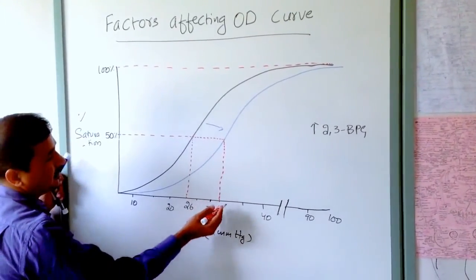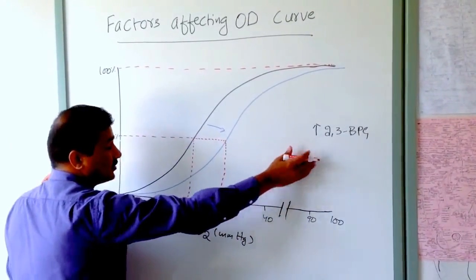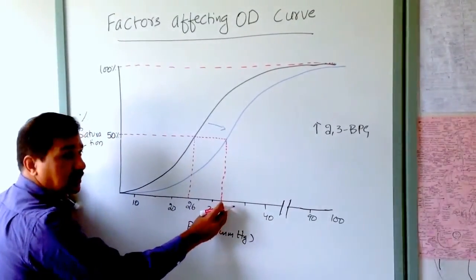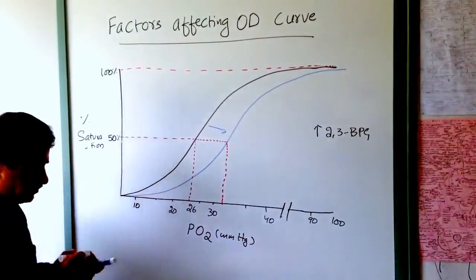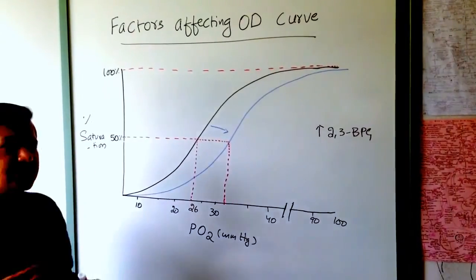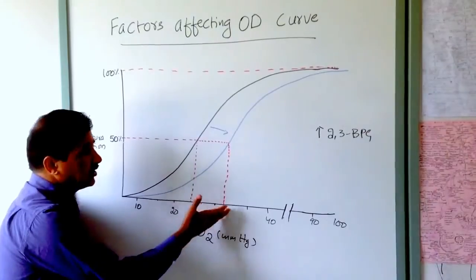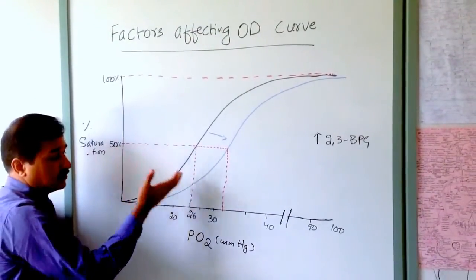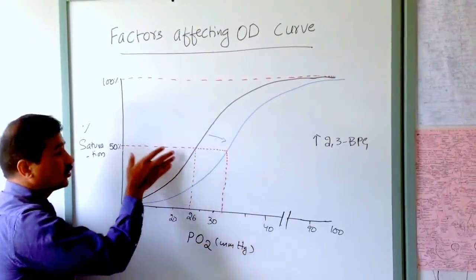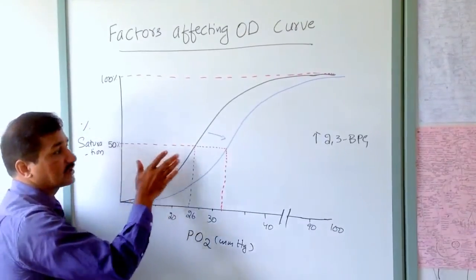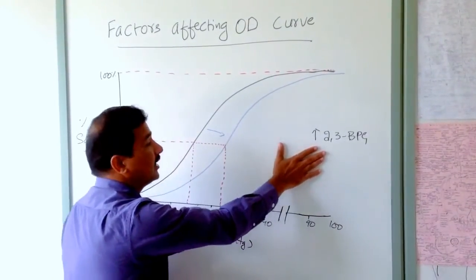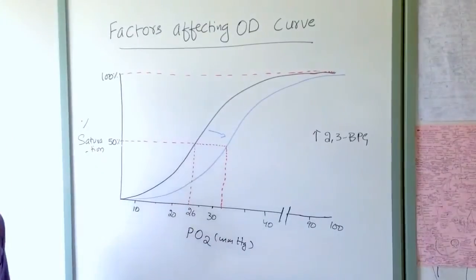So basically the P50 in the presence of 2,3 BPG is increased, more than 30 millimeter of Hg. What does it say? Whenever there is an increased concentration of 2,3 BPG, you need more partial pressure of oxygen to reach that P50. It means that the presence of 2,3 BPG helps in the unloading of oxygen.